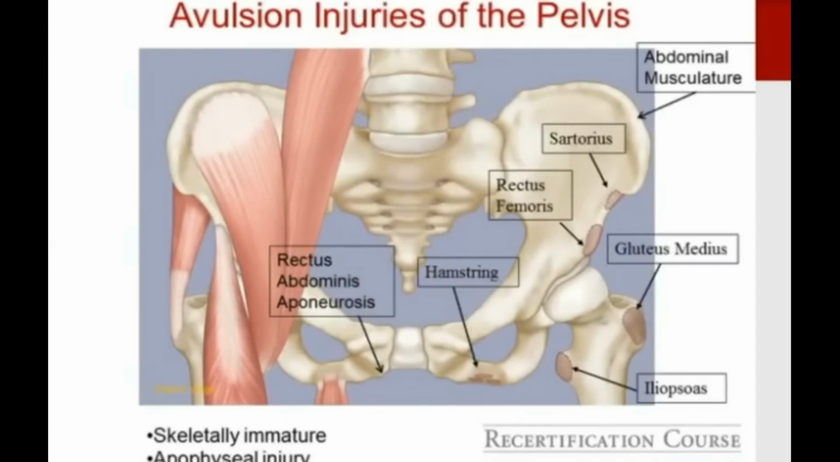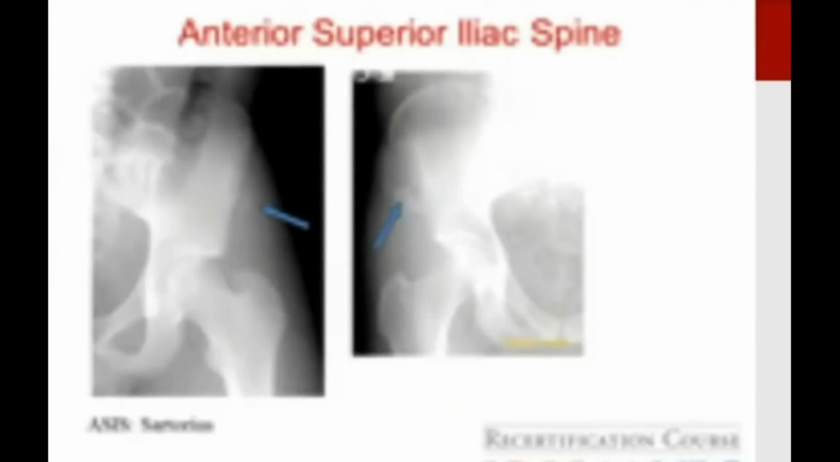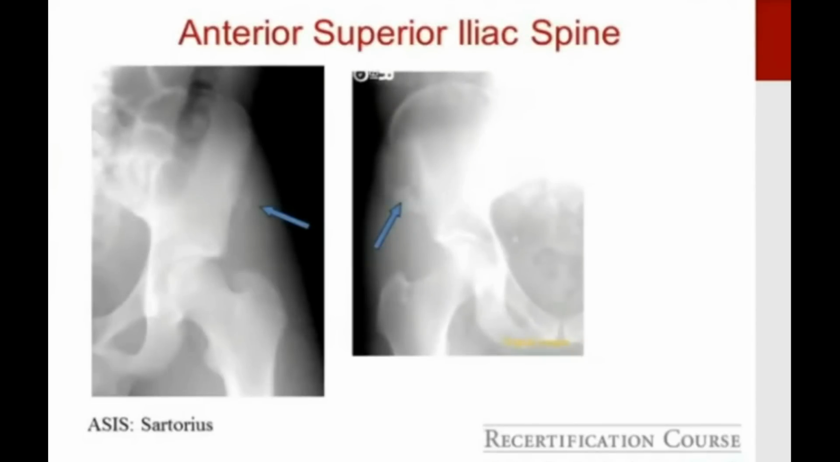With avulsion injuries of the pelvis, you need to be familiar with the normal attachment sites about the pelvis. We have the rectus abdominis aponeurosis, which attaches to the pubic rami centrally, and the hamstring tendons to the ischial tuberosity. Then if we start along the superior margin of the pelvis, we have the abdominal musculature that attaches to the pelvic rim, sartorius to the anterior superior iliac spine, rectus femoris to the anterior inferior iliac spine, iliopsoas to the lesser trochanter, and the gluteus medius to the greater trochanter.